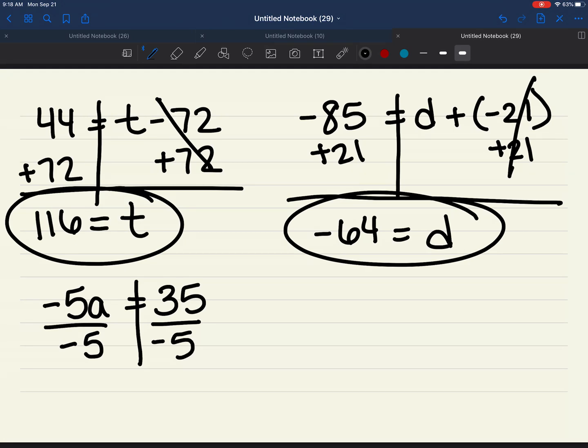Not 0. What's my variable? A. I want to be left with just A. Now, I'm going to pause for a second. You don't have to write this down. I just want to show you this, right?